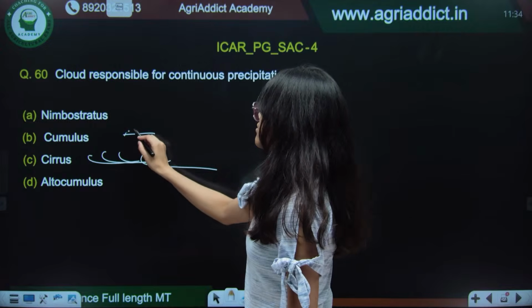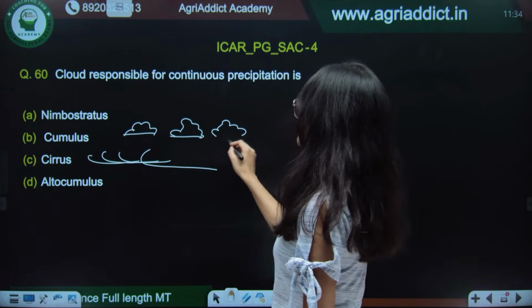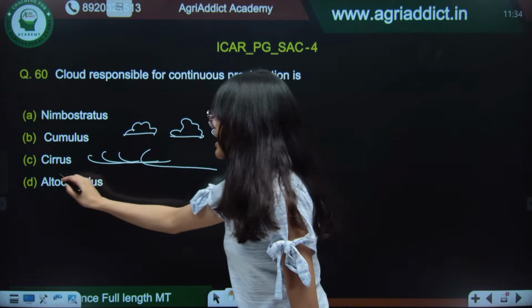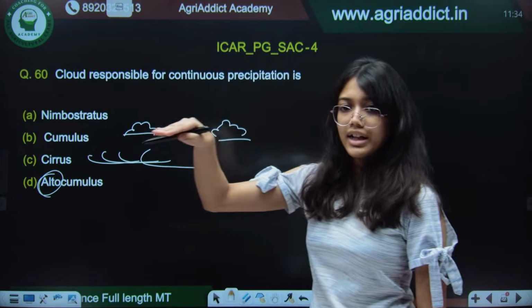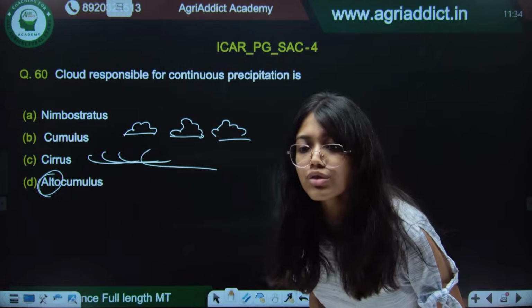Cumulus clouds are just small patches of clouds. Okay. Altocumulus means they will be located at a medial distance. Okay, so along with the clouds, you also have to remember the height.